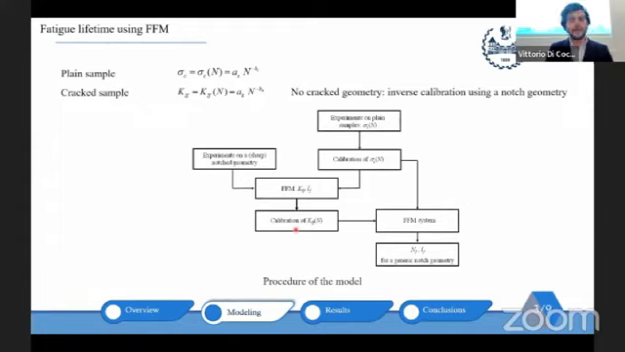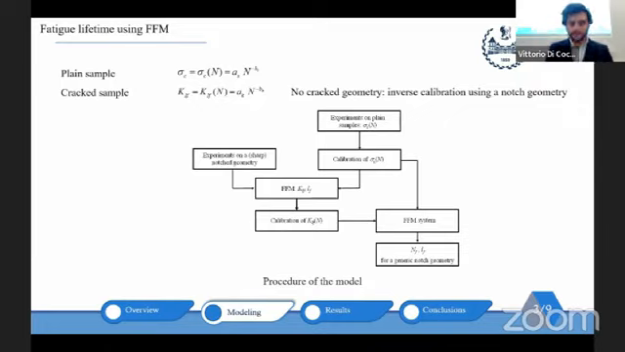Similar to the static case and the fatigue limit case, sigma c can be determined using plain samples and K1F with the crack samples. And in case we don't have a crack sample, we can use inverse calibration using a notch geometry. Here you can see a procedure of the model.